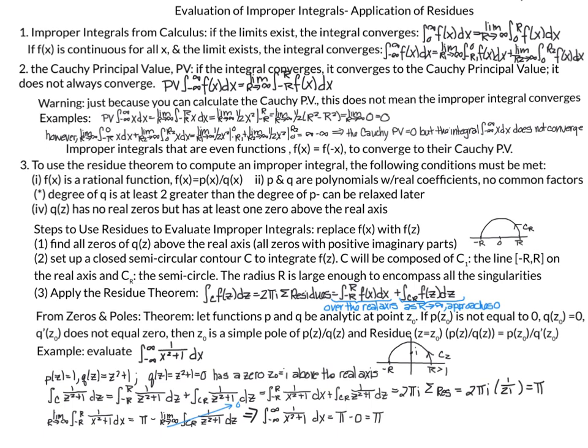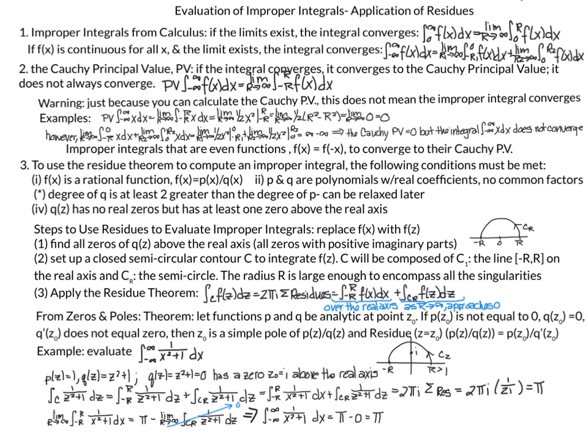And this is equal to, by our residue theorem, this whole closed curve integral is equal to 2 pi i times the residue. I use this formula here from the zeros and poles theorem, and I get 2 pi i, 1 over 2i, so that's equal to pi. And I'll do this calculation in more detail later in our video.